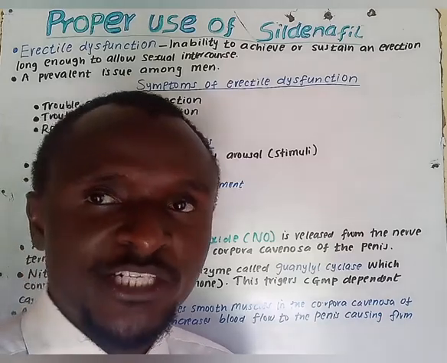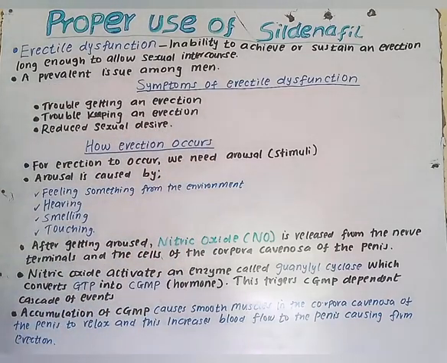We go through our notes. Erectile dysfunction: inability to achieve or sustain an erection long enough to allow sexual intercourse, a prevalent issue among men. Symptoms of erectile dysfunction: trouble getting an erection, trouble keeping an erection, reduced sexual desire.